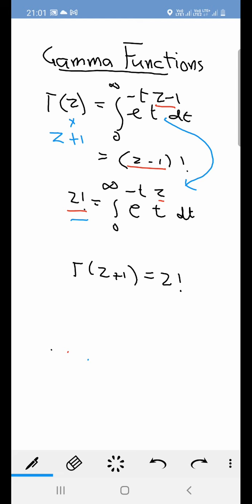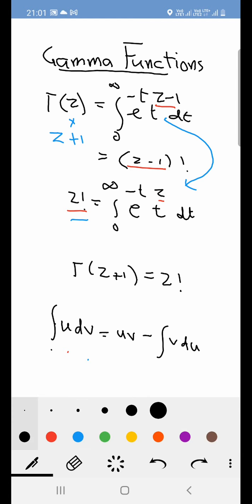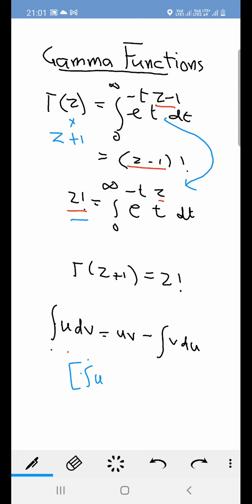Now we will try to prove it in a different way. We know integration by parts: the integral of u dv is equal to uv minus the integral of v du.